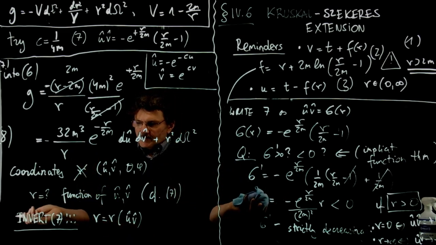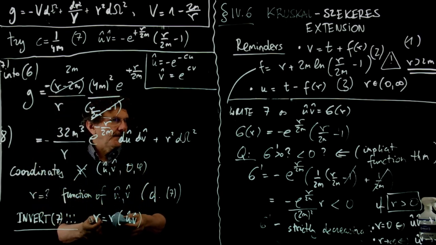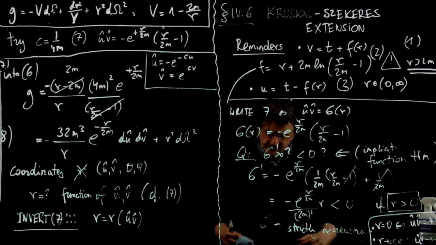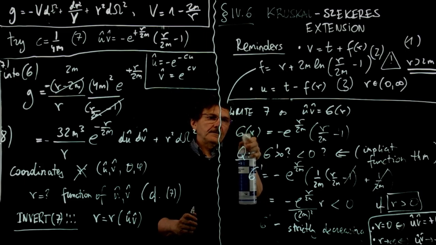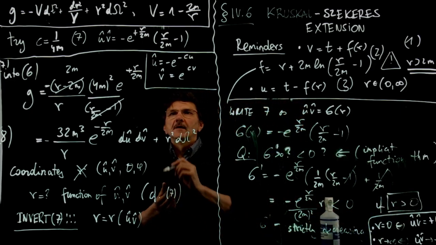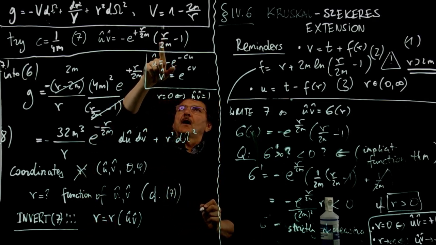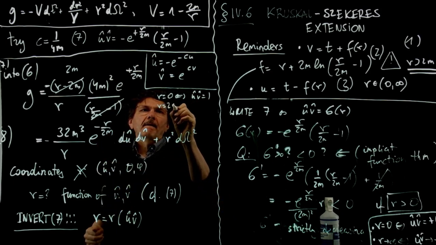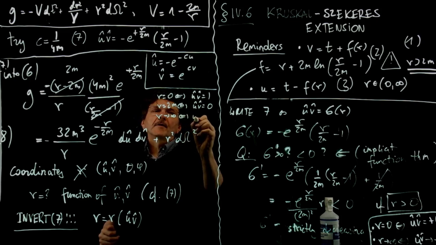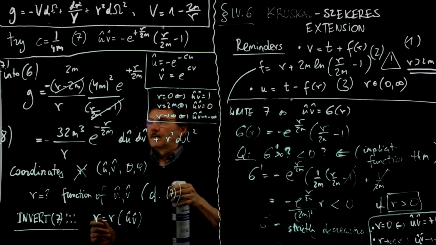I need this, I need everything. Maybe the trick is just to copy 8, and then I can erase everything else. So let me first erase things that I don't need here. I think you have to remember this one: r equals 0, then u hat v hat is equal to 1. Maybe we can also do r equal to 2m, u hat v hat is 0. And r goes to infinity, u hat v hat goes to minus infinity. Good. So then I can get rid of this.